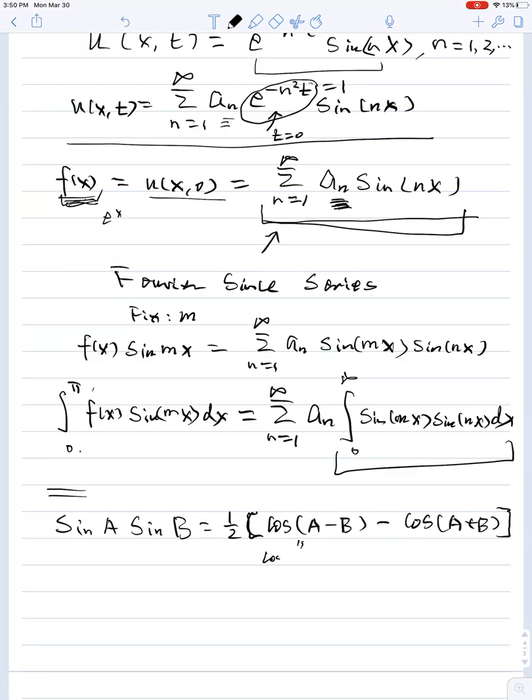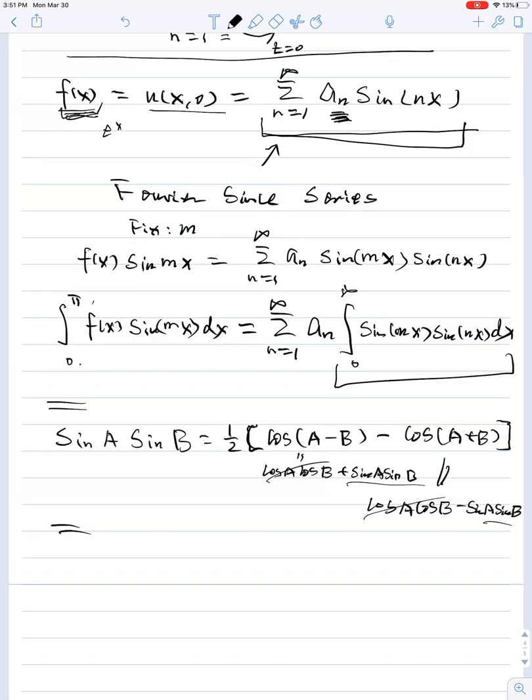Cosine (A minus B) is cosine A cosine B plus sine A sine B, and cosine (A plus B) is cosine A cosine B minus sine A sine B. So if you subtract these two terms, the cosine A cosine B term would cancel, and then you have 2 of the sine A sine B term. So that is where you get this term. Okay, so that is some trig identities.